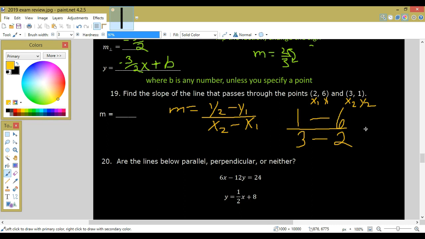1 minus 6, we're subtracting, and the bigger number is negative, so we have -5. And then 3 minus 2 is 1. Your slope is -5, because -5 divided by 1 is just -5.